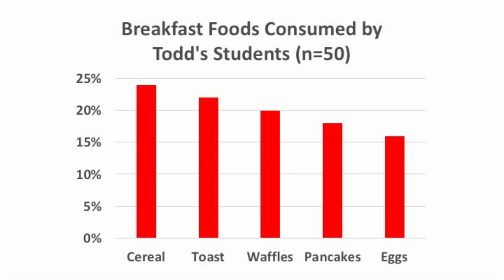Here's a bar chart that displays the same information. Each bar represents a category of breakfast food, and the height of the bars shows the frequency, or the percentage frequency. You will notice that there are spaces between the bars. These spaces are actually very important because they remind us that these are distinct categories of breakfast foods.